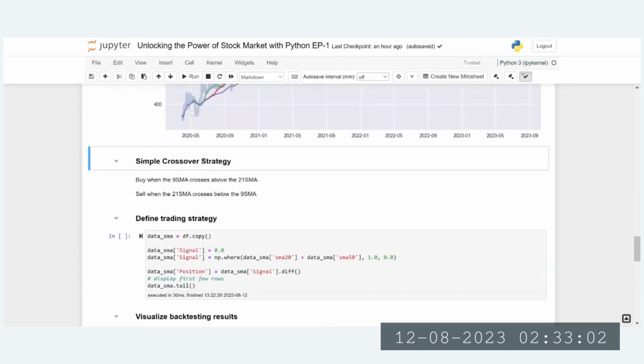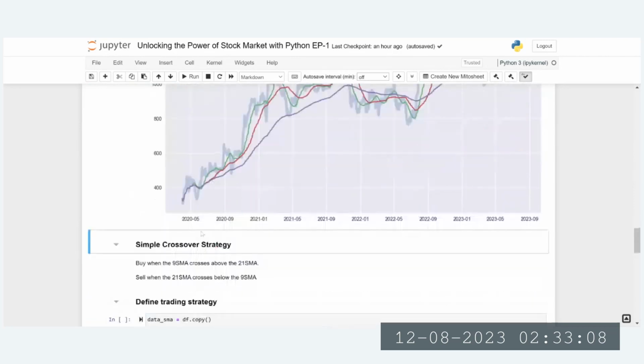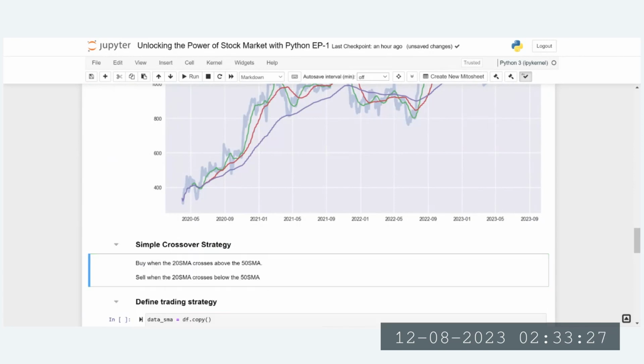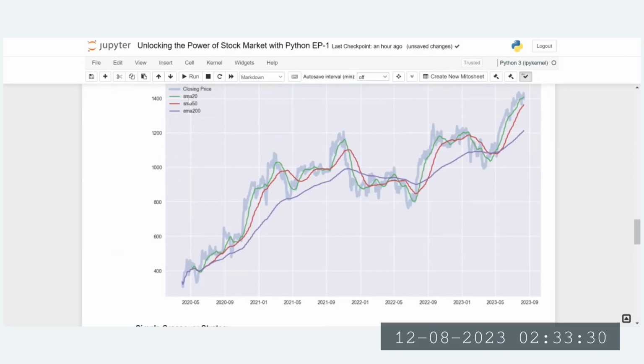Here, we are trying to define a simple crossover strategy. When the 20 SMA crosses above the 50 SMA, I'm going to go buy. And when the 20 SMA crosses below the 50 SMA, I'm going to go sell. So whenever the green line crosses the red line on the upper side, we are going to go buy. And whenever it crosses below, we will sell our position.